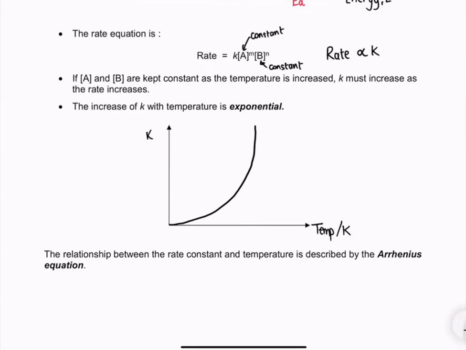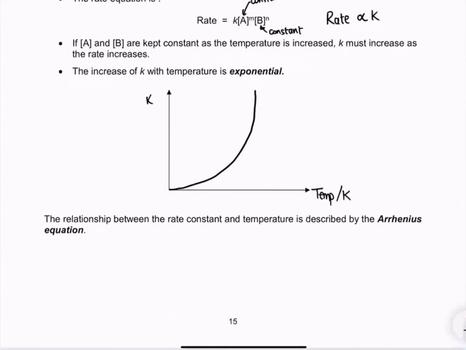In the next video, we're going to move on to mathematically explaining this connection between temperature and the rate constant K using something called the Arrhenius equation. We're going to be moving on in a separate video because it's going to take us a little bit of time to look at this equation and put it together. It's an exponential relationship, so we're going to be using a new function on our calculator.